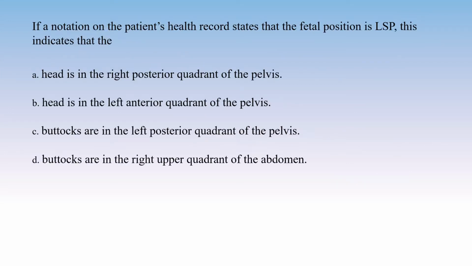If a notation on the patient's health record states that the fetal position is LSP, this indicates that the A. Head is in the right posterior quadrant of the pelvis. B. Head is in the left anterior quadrant of the pelvis. C. Buttocks are in the left posterior quadrant of the pelvis. D. Buttocks are in the right upper quadrant of the abdomen.